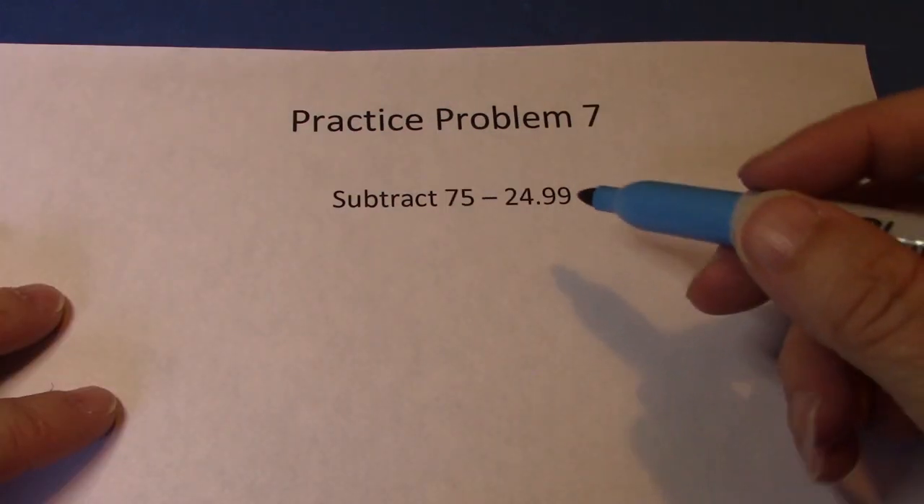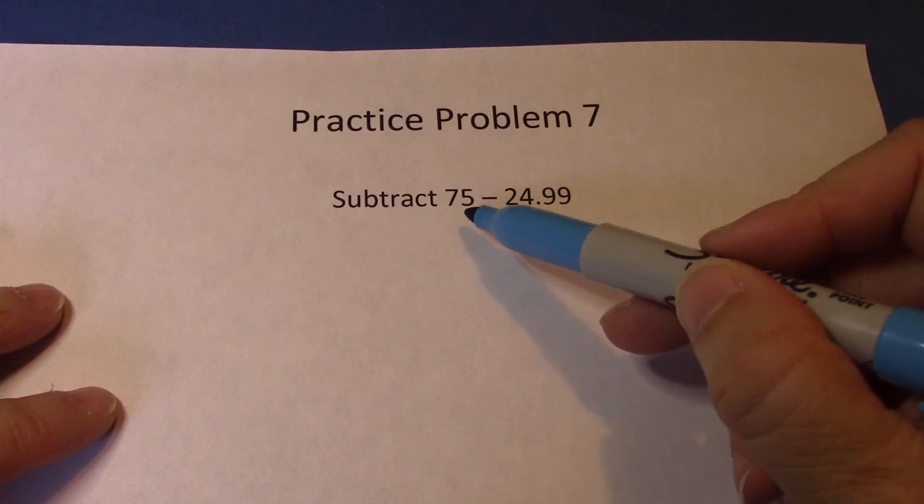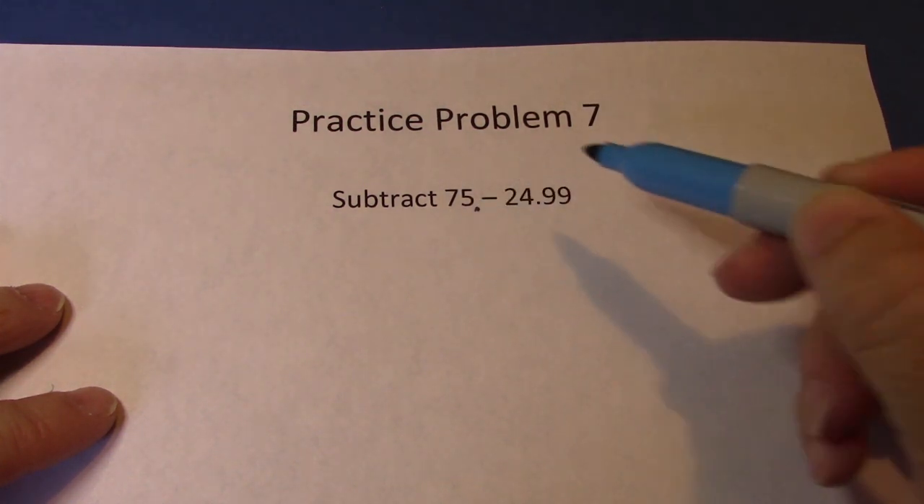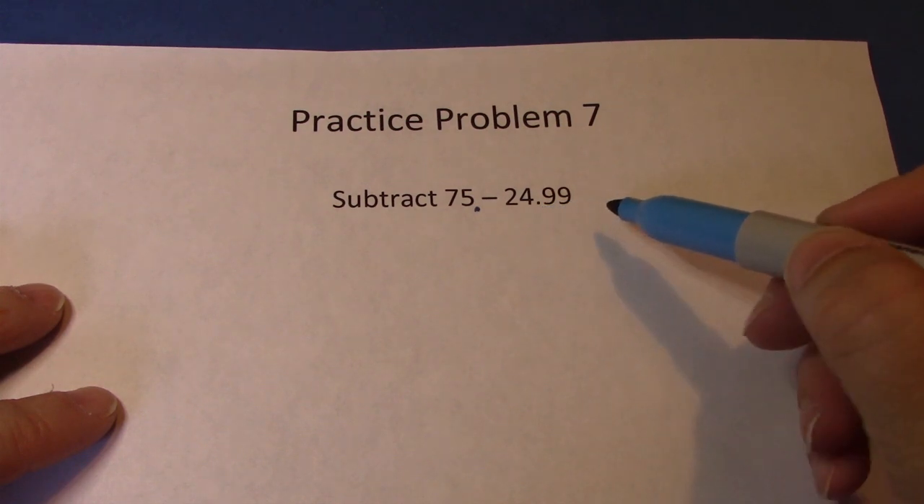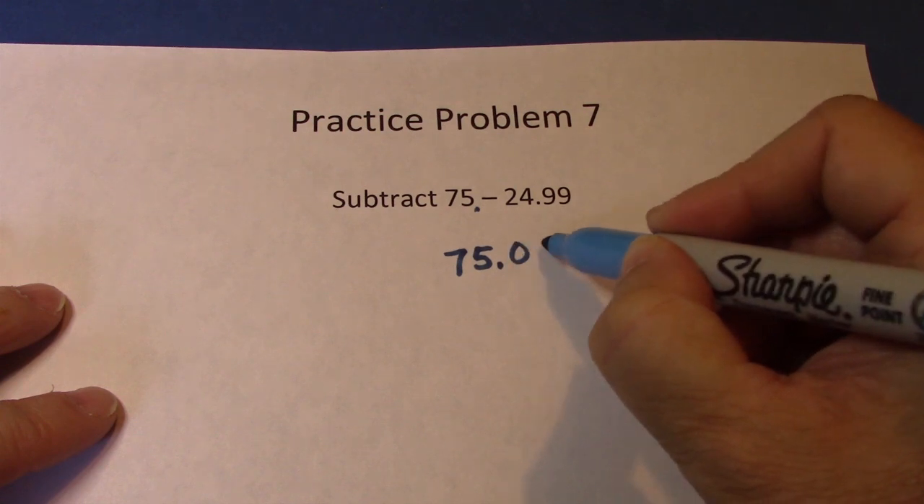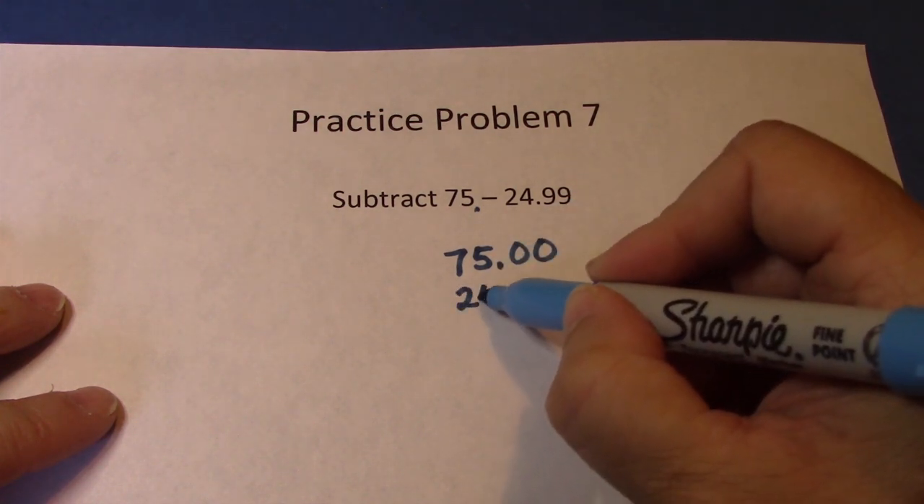Problem 7 is one more subtraction problem. Here we have 75. There's no decimal here, but it's understood that the decimal would be right there afterwards, minus 24 and 99 hundredths. So let's get this lined up. So that would be 2 zeros needed in order to get everything lined up.